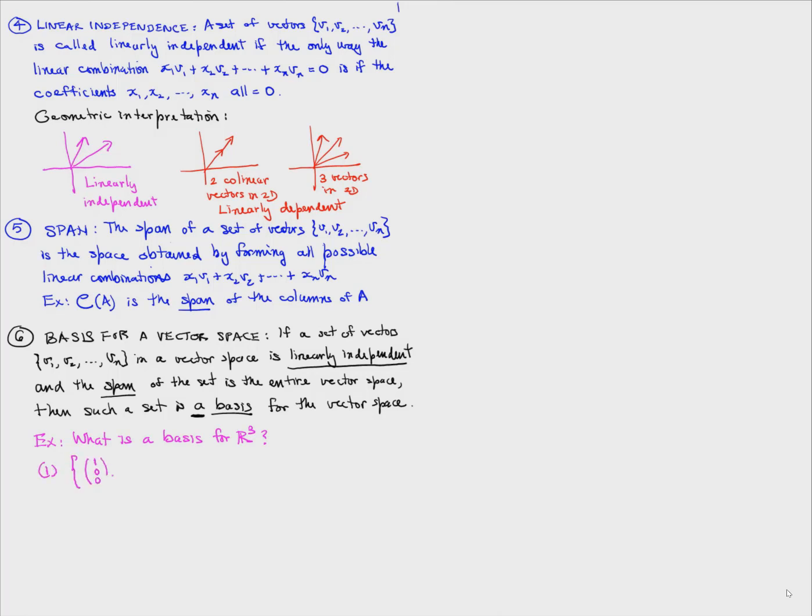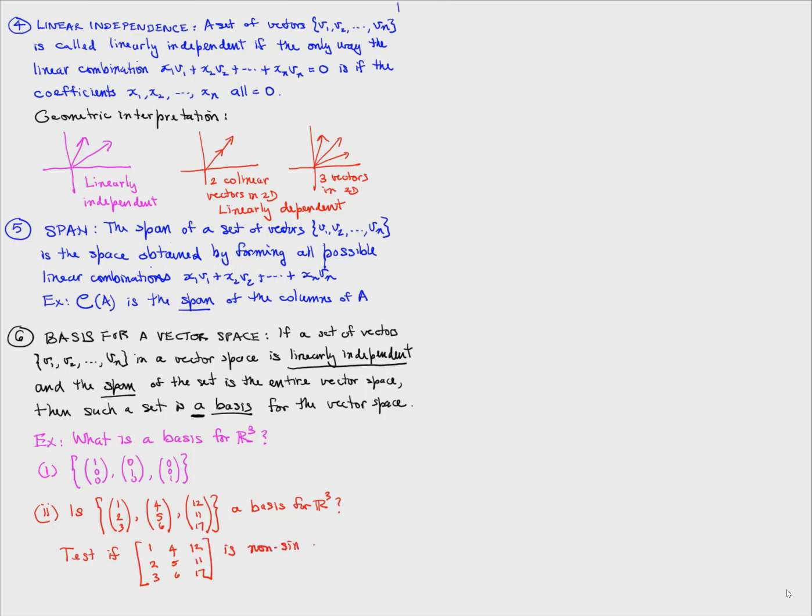So what's the basis for R3? The most obvious basis is the collection of (1, 0, 0), (0, 1, 0), and (0, 0, 1). Let's take another collection of three vectors and ask if this is a basis. To test if this is a basis, you take a matrix whose columns are these vectors and ask if that matrix is non-singular. Ask yourself, why does the non-singularity of this matrix mean that this is a basis? And second, how do you check the non-singularity of this matrix? With MATLAB as a tool, there are a number of things you can explore.